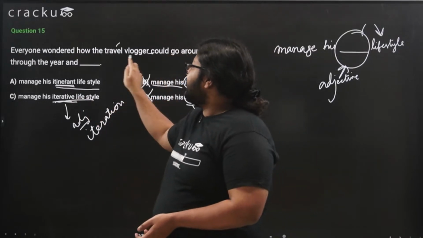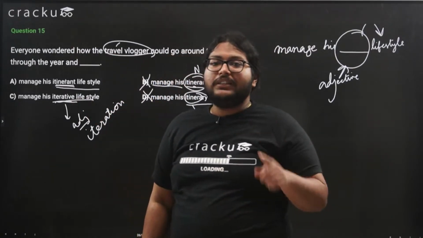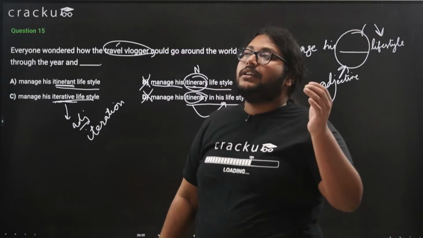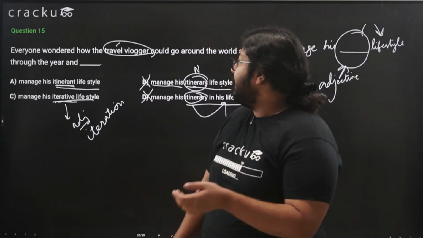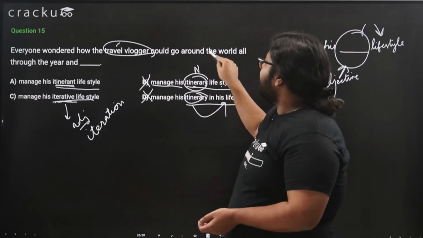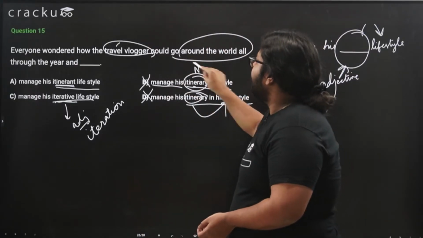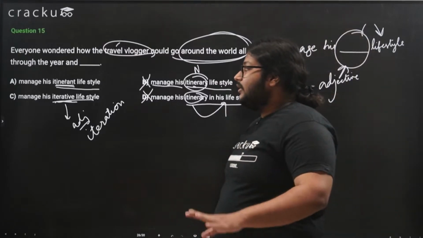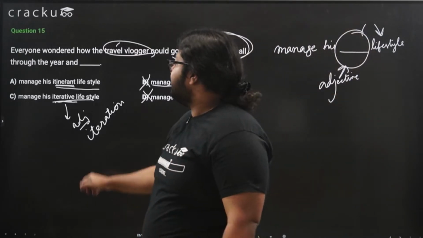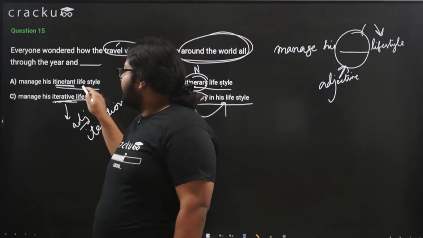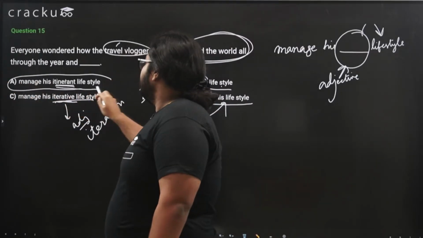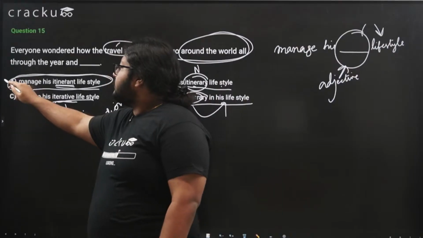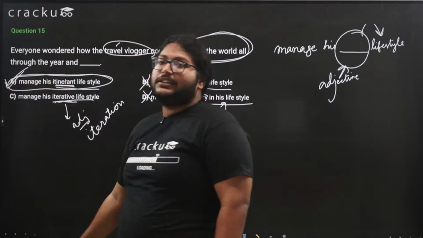Why? Because if he's a travel vlogger, he's not doing the same thing again and again. I mean, not going to the same place again and again. Going around the world all through the year. So when we look at the context, itinerant makes better sense than iterative. So option A is the correct choice here.